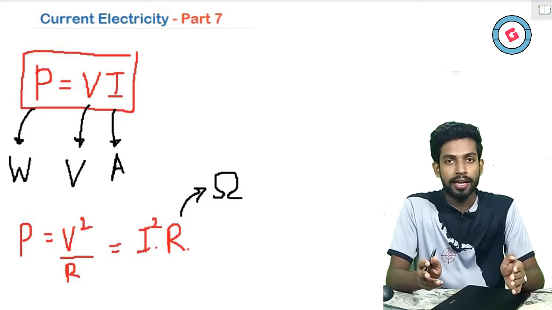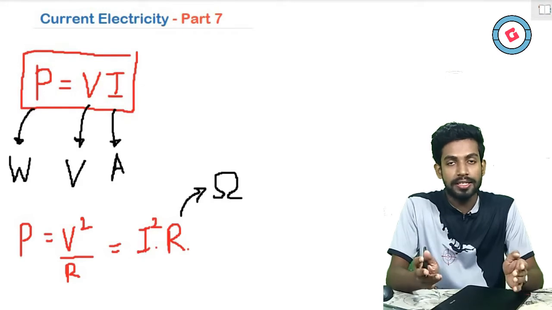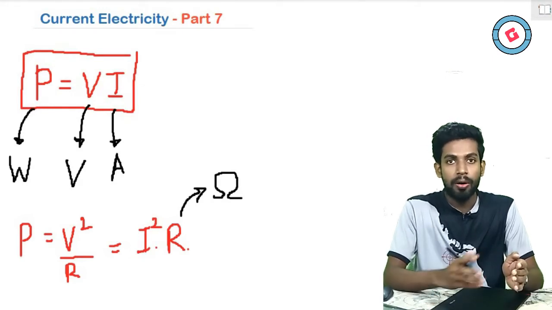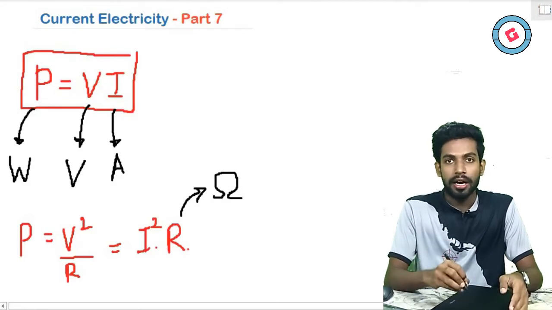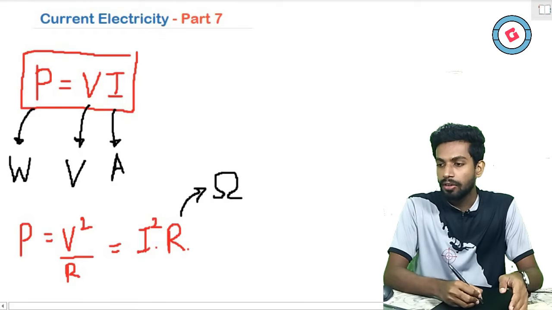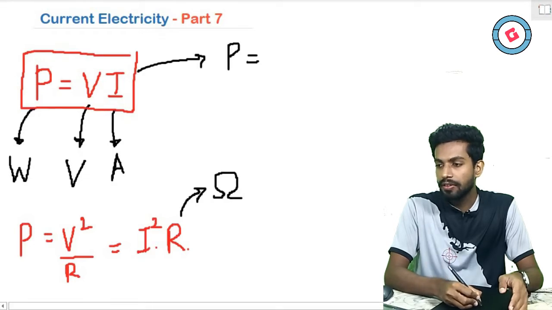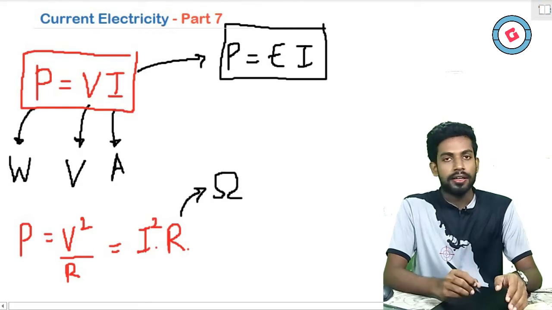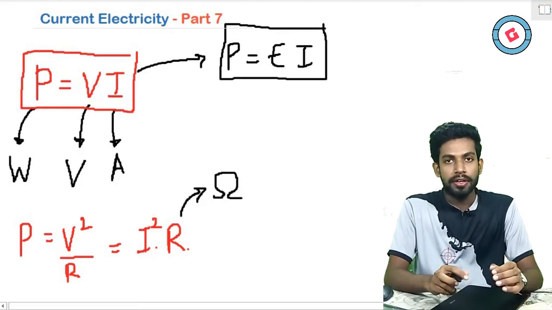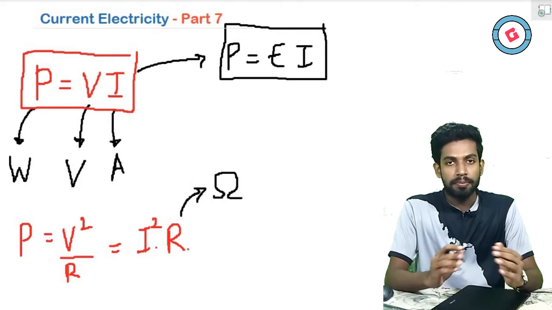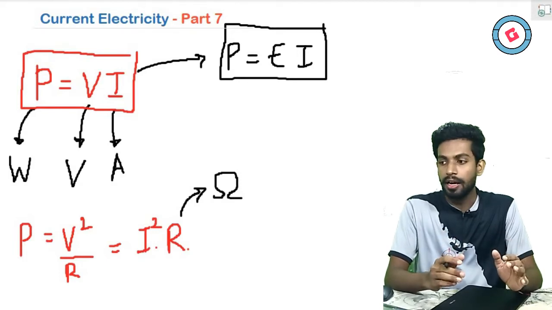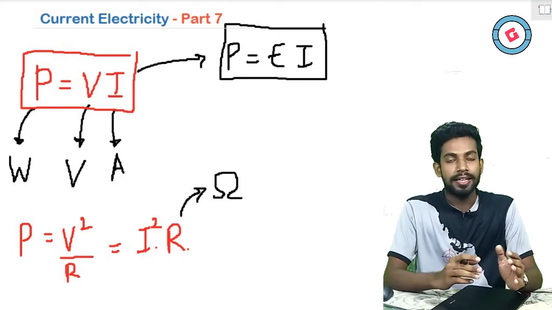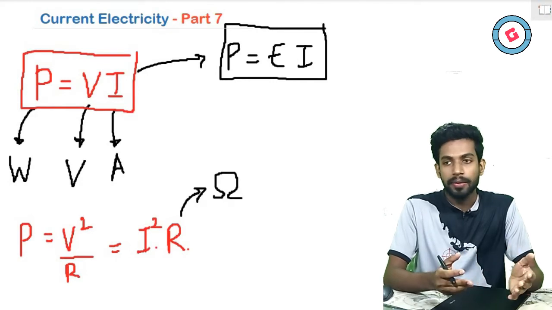If we need to find the total electric power dissipation from the whole electric circuit, we can substitute E for V, so that we obtain the equation P equals EI. P equals EI is used when we need to find the total electric power dissipation from the whole circuit. E is the electromotive force of the electric cell.